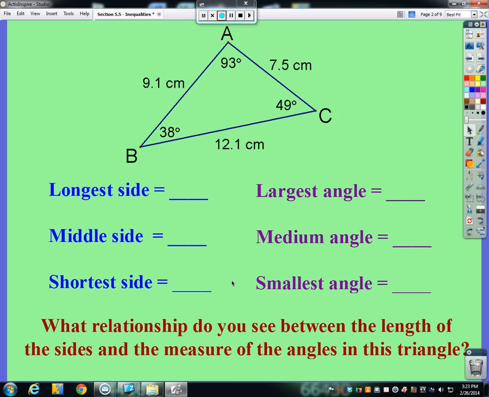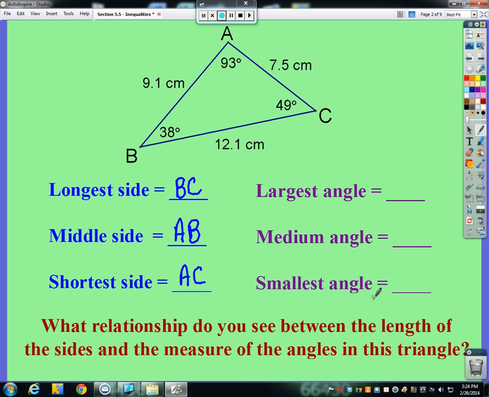And what we're going to talk about in this section is the relationship that the angles of a triangle have with their respective sides. If we look at this example here that's on your notes, we can see that the longest side of this triangle is side BC here at 12.1 centimeters. The medium side would be the 9.1, which is side AB. And the shortest side is the 7.5, which is side AC.